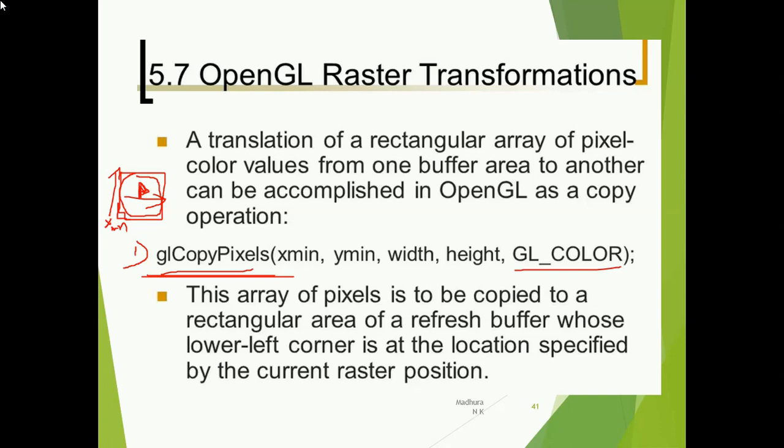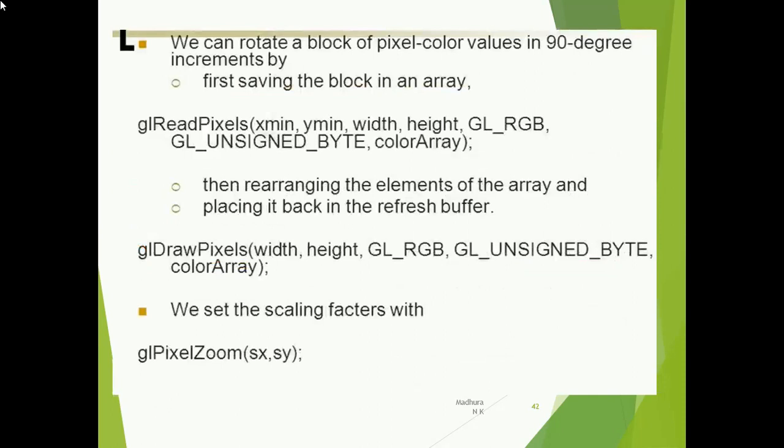This array of pixels is to be copied to the rectangular area of the refresh buffer, whose lower left corner is at the location specified by the current raster position. For a translation activity, you may have to call the functions in an order. Initially you call glCopyPixels, then glReadBuffer, then glCopyPixels, and then again glDrawBuffer. You will be calling those functions one by one.